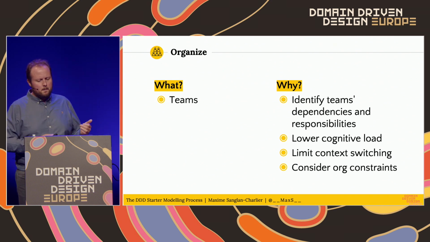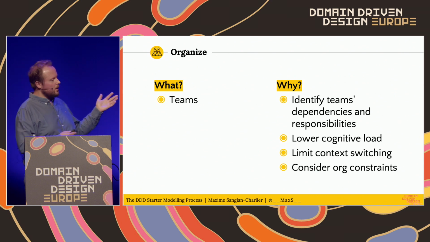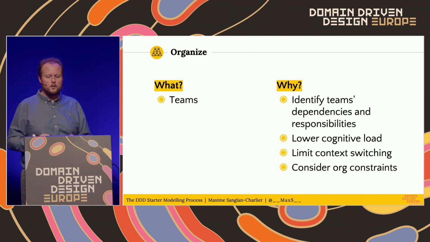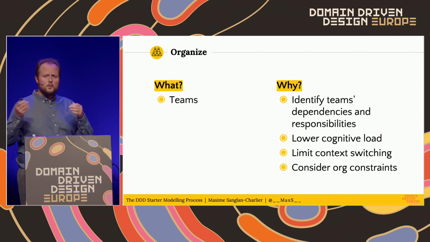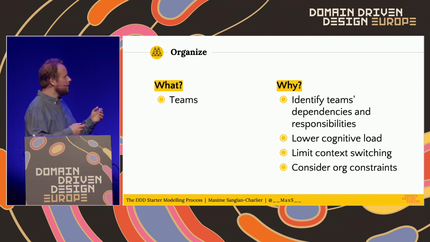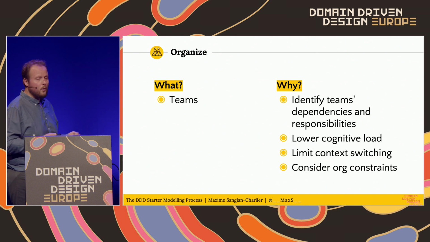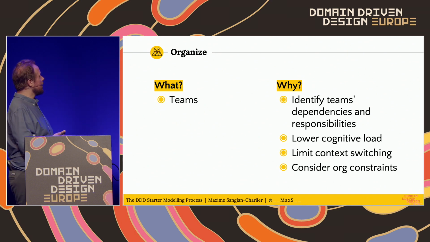So this phase aims at spotting those problems and ensuring that the teams have a reduced cognitive load also. It often happens that a single team has to deal with too many different parts of the domain, and it leads to context switching, which is a really bad thing. A high work in progress is also potentially a sign that your team has too many responsibilities.